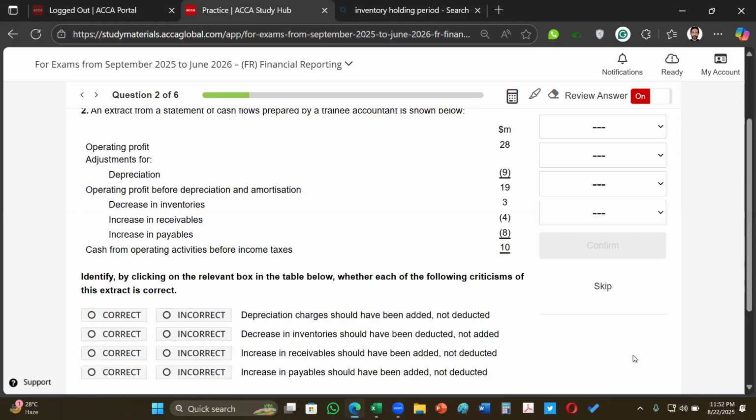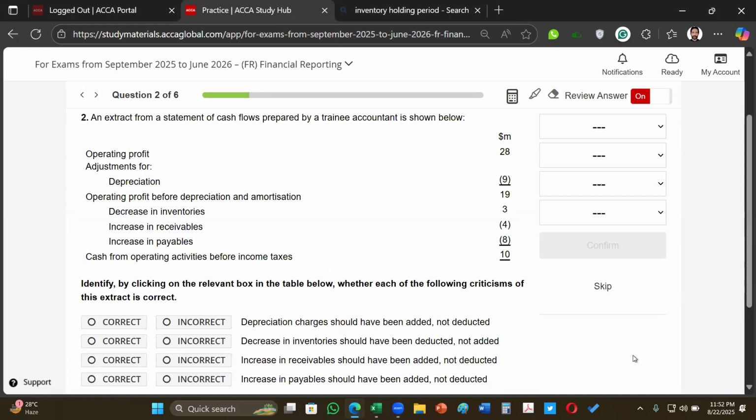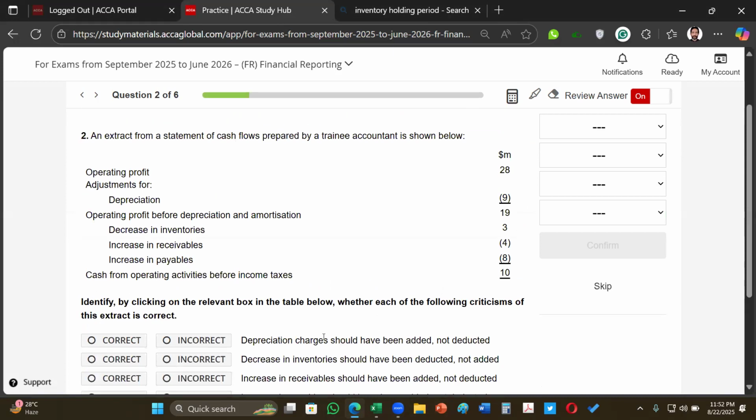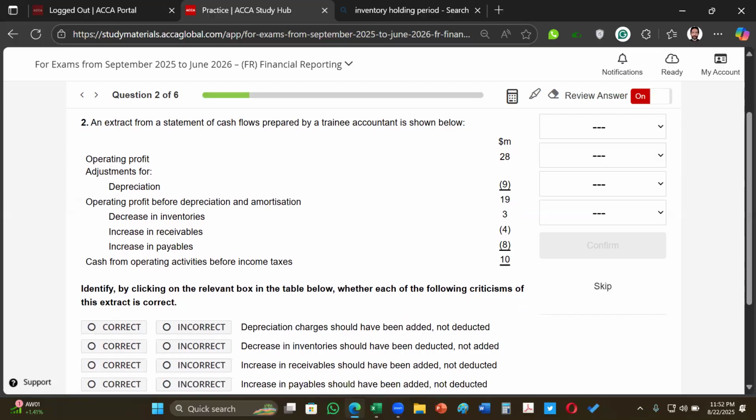Okay, so the next question here is a good one where we have to see the treatments of various things. Identify by clicking on the relevant box in the table below whether each of the following criticisms of this extract is correct. So what is the extract? We have this information where we have the operating profit, we adjust. This is the cash flow statement made by a trainee accountant. So let's see what the trainee has done.